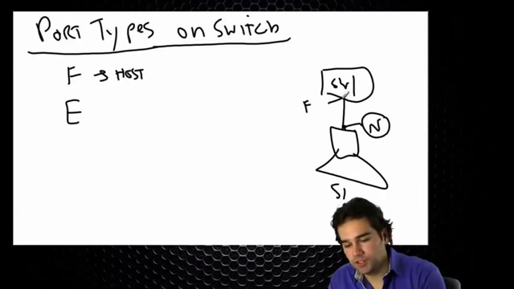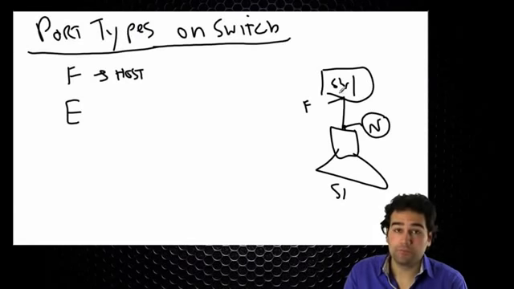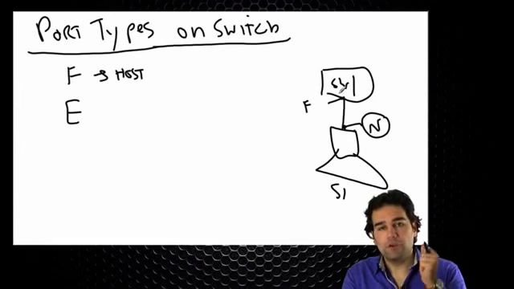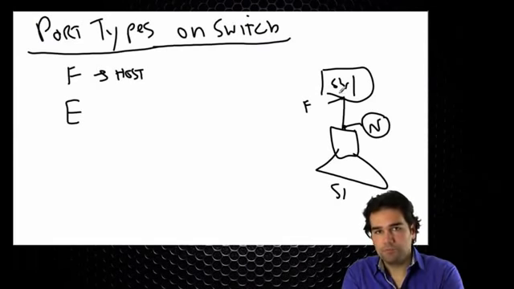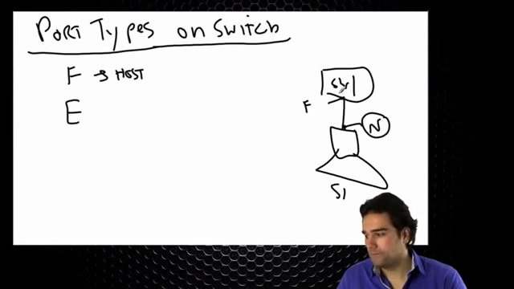So on the switch port, I say switchport mode F for saying, hey, on this port, I'm going to connect an end host. I'm going to connect either a disk array or a server, and that's going to be connected to me.